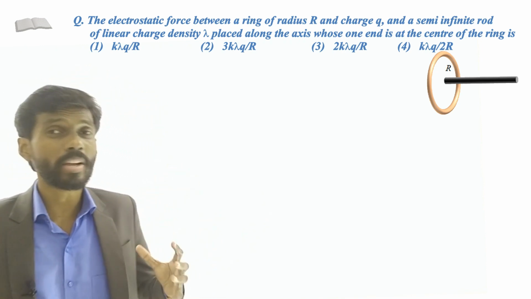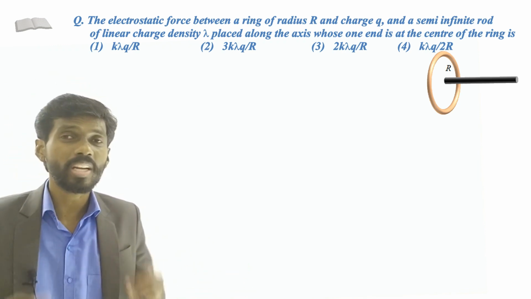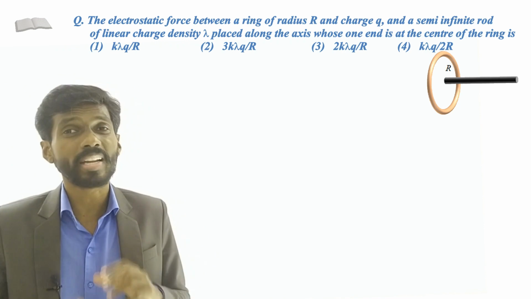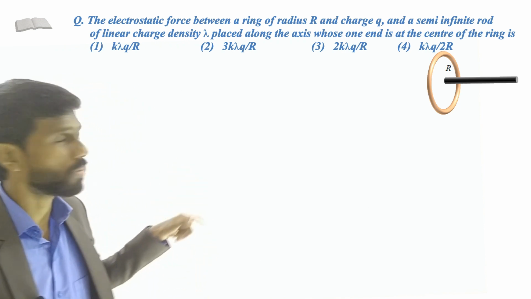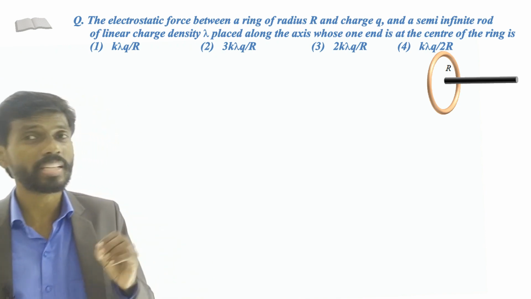See, if Coulomb's law could be applied to any type of object, where is the need to learn the concept of electric field? We learn electric field only because Coulomb's law cannot be applied in all cases. So these two objects are not point charges, Coulomb's law cannot be applied, and we have to use the concept of electric field.